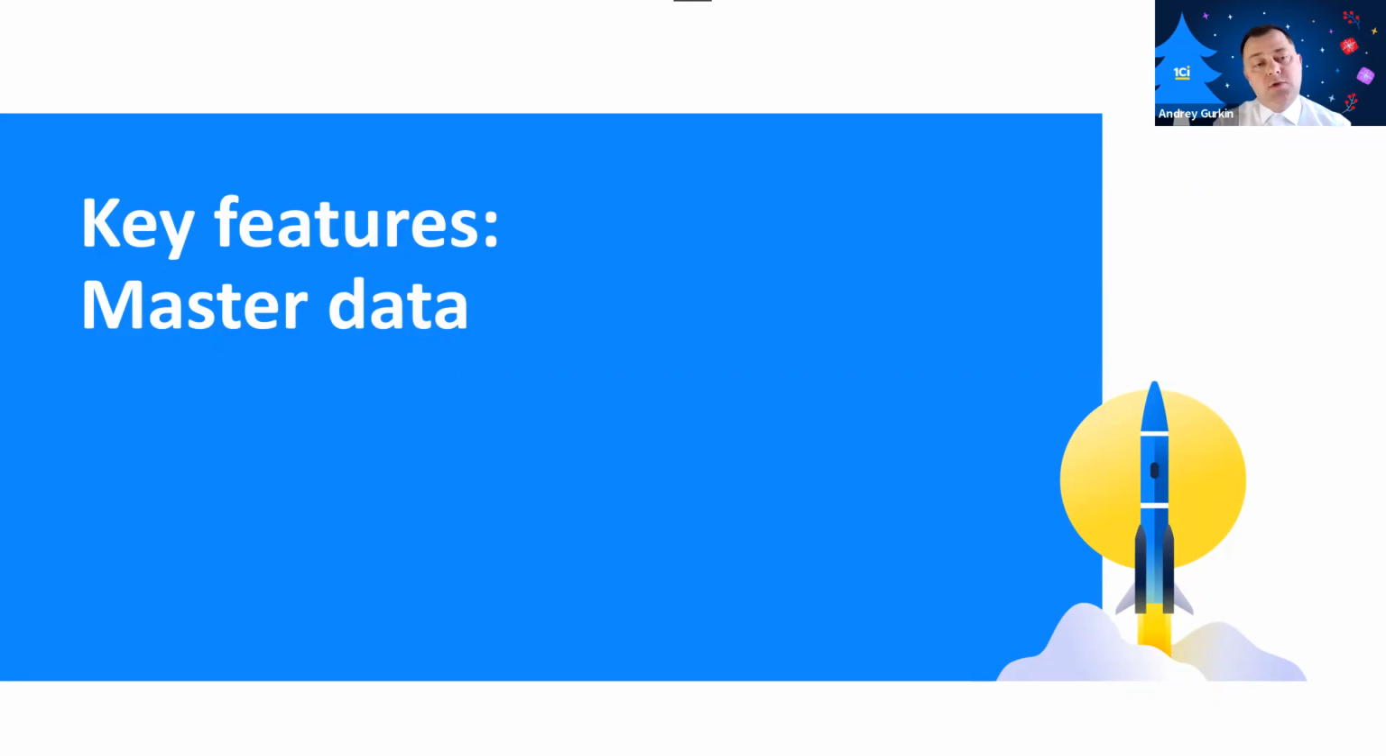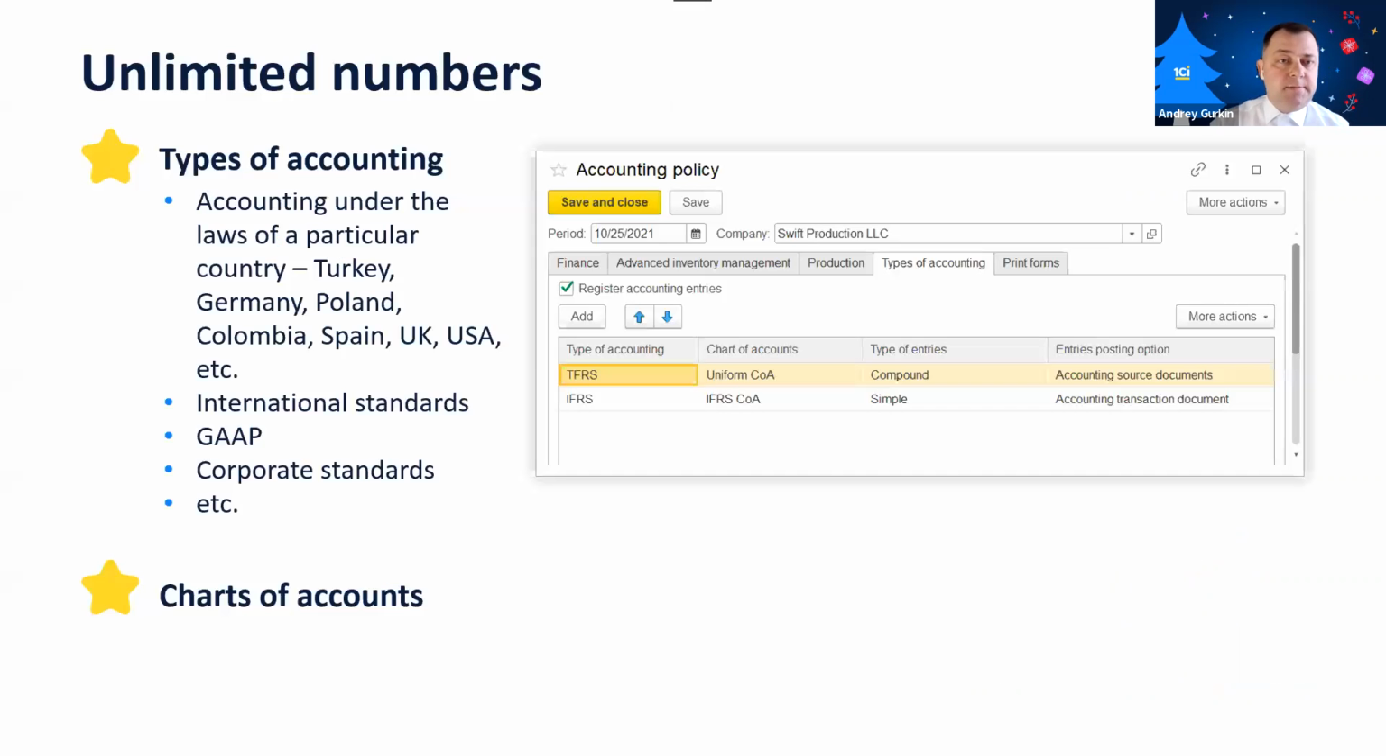So the key features will start from the data, from master data. Do you remember the first slide? When we face a startup, it doesn't need any types of accounting at all, so we can switch off this checkbox. You can see it's register account entries. But when we want to add new types of accounting, we can switch it on and add new types. It can be accounting under the laws of the particular country, international standards, GAAP, corporate standards, and so on. And we can add as many charts of accounts as we want to.